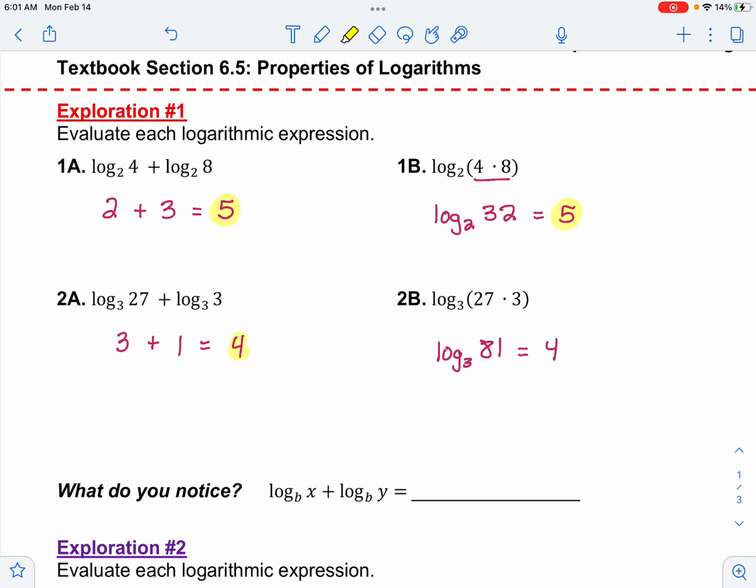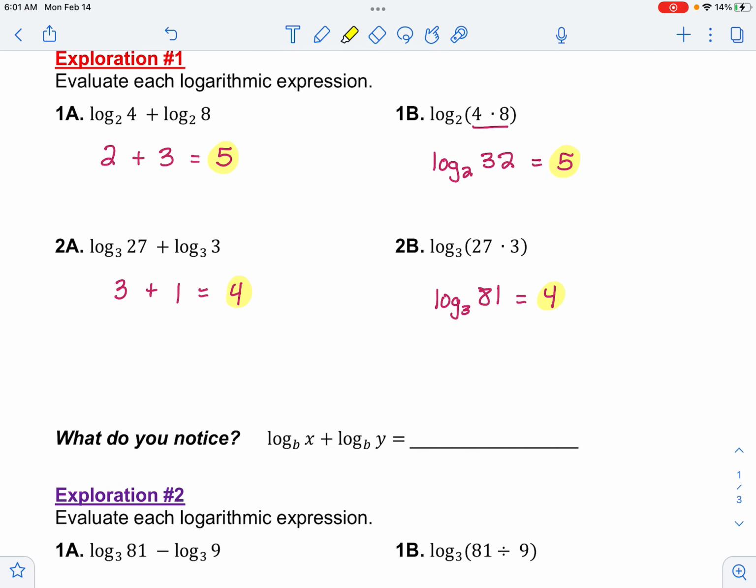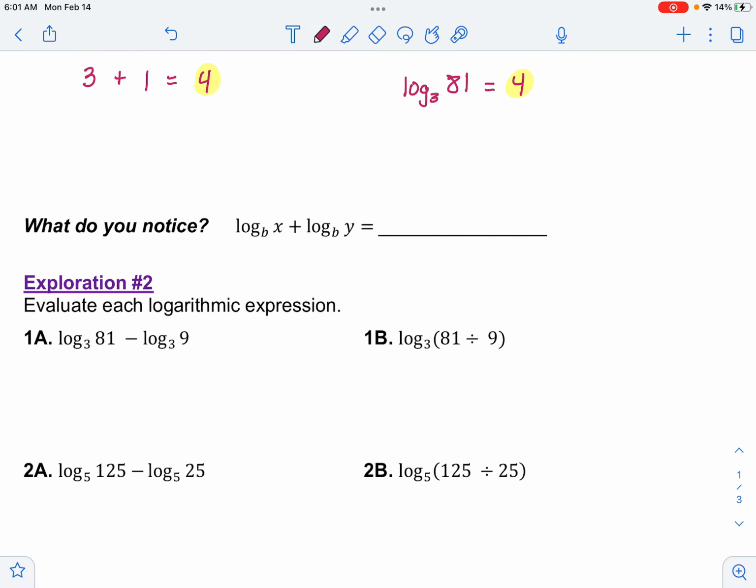Then I had students look at A and compare it to B and see if they could complete this property. Notice part A has 2 logs, and part B has a single log, but the arguments are similar. What I wanted them to notice is that you can consolidate these 2 logs into 1 log by multiplying the arguments. This is called the product property of logs. In general, if you have log base b of x plus log base b of y, you can write that as a single log in which you multiply the arguments. That's the first property of logs.